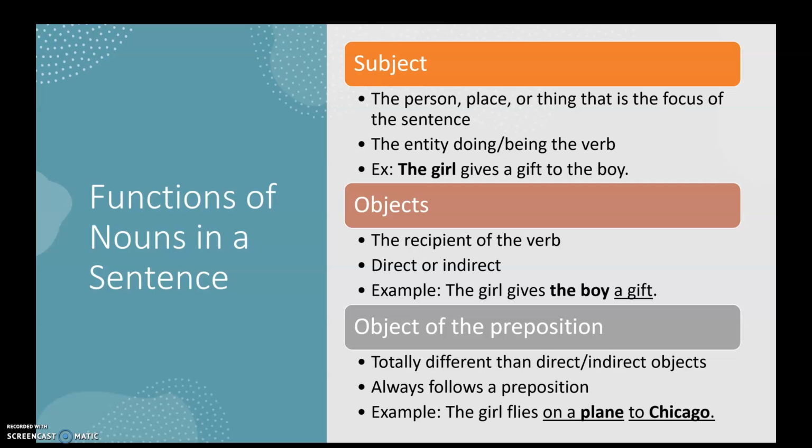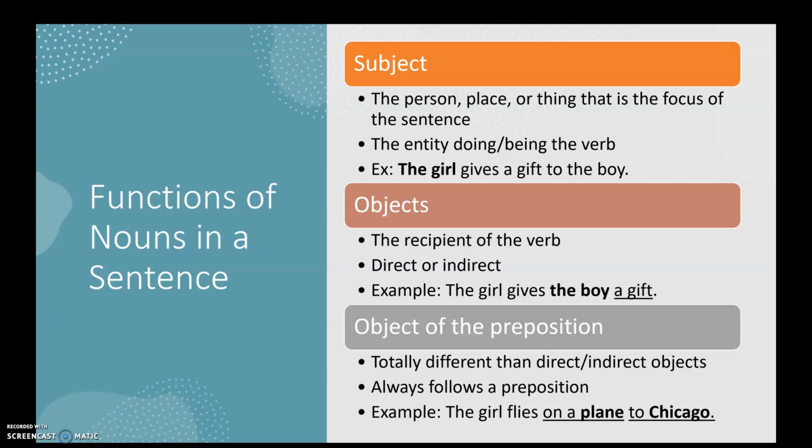So the girl flies on a plane to Chicago. The girl flies. How is the girl flying? On what is she flying? Oh, she's flying on a plane. So on is the preposition. A plane is the object of the preposition. Where is she going? To Chicago. To is the preposition. Chicago is the object of the preposition.